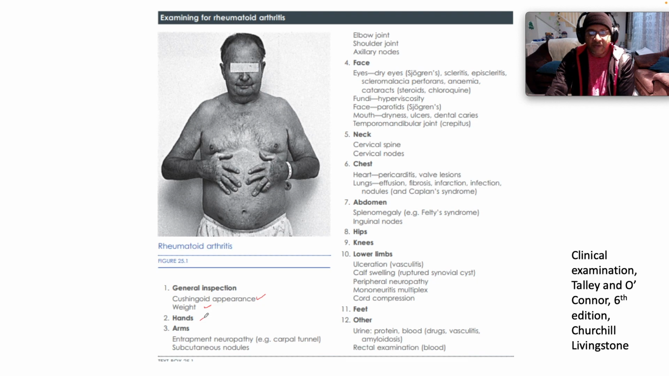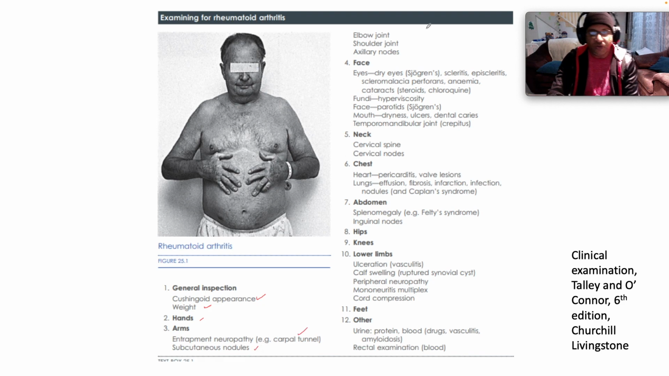And in the hand, you're going to find most of the signs: the Z-shaped deformity of the thumb, the volar subluxation, and ulnar deviation at the metacarpophalangeal joints. You're going to find what we mentioned with the swan neck and the Boutonniere deformity. You're going to find tendon friction rubs and so forth, right? The piano key sign on the ulnar styloid. And the arms, you may find entrapment neuropathy on the back of carpal tunnel syndrome and subcutaneous nodules.